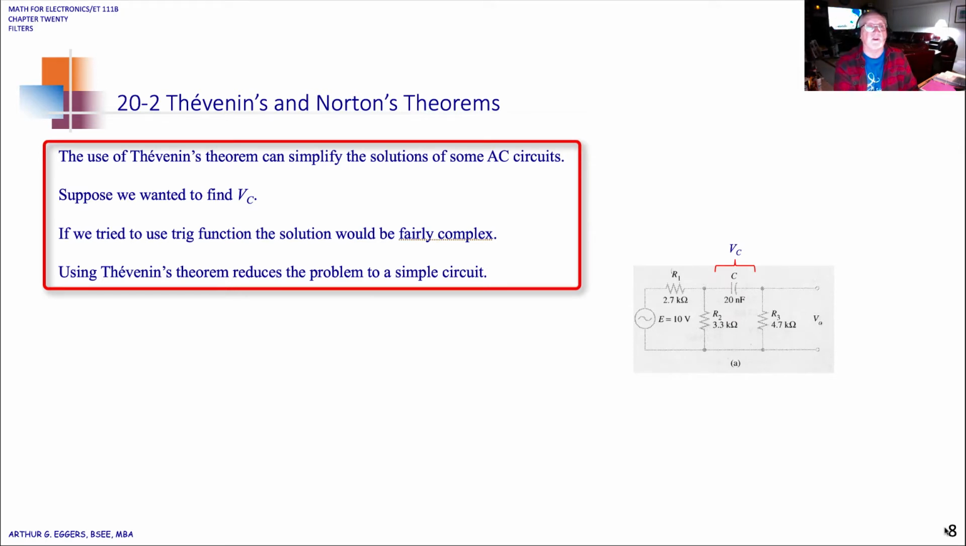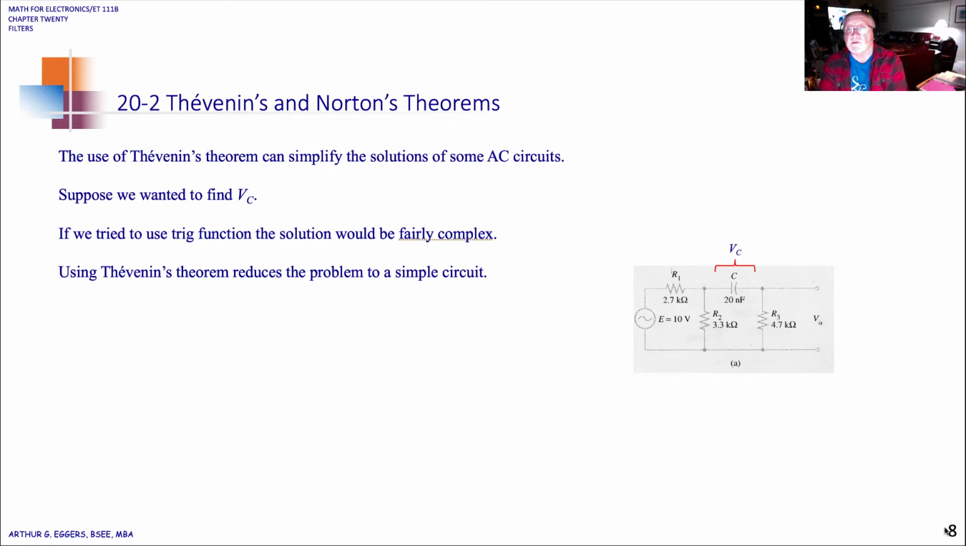So what we can do is use Thevenin's theorem to reduce the problem to a simpler circuit. And you'll recall when we talked about this some weeks ago that we went through a Thevenin's explanation of open circuits and short circuits to determine a Thevenin's equivalent resistor, and the equivalent circuit. So that's what we're going to be taking a look at here.